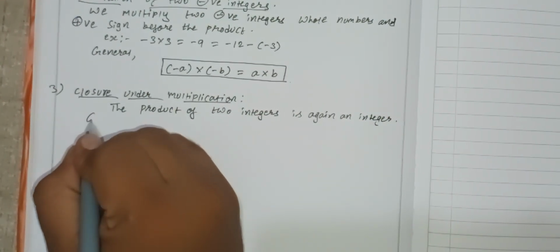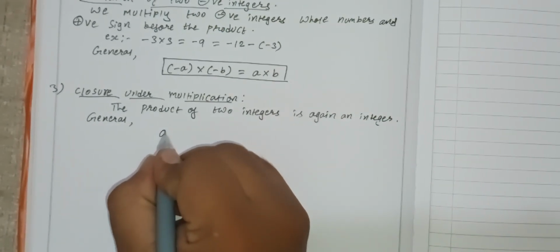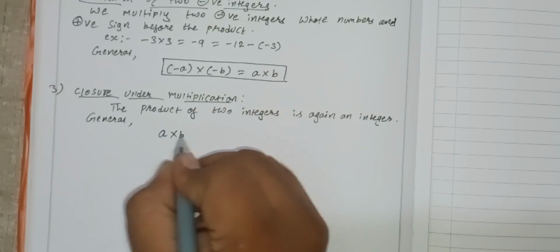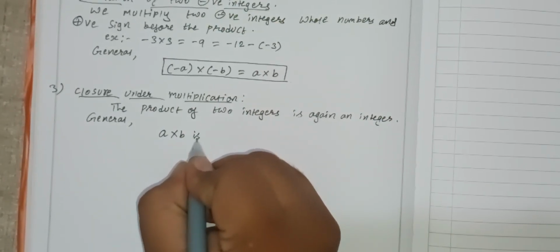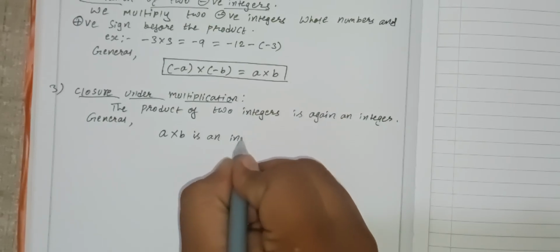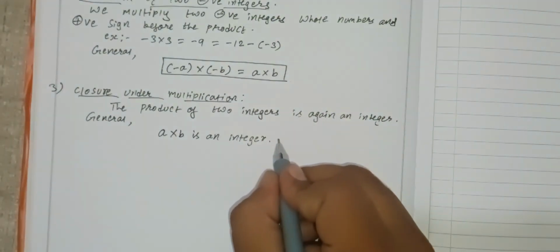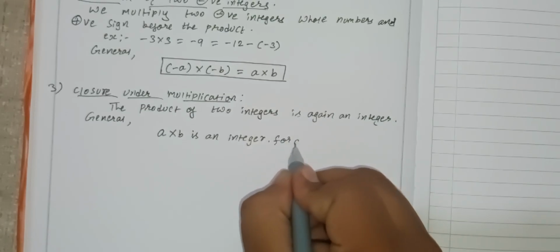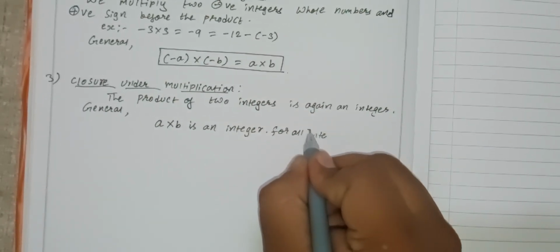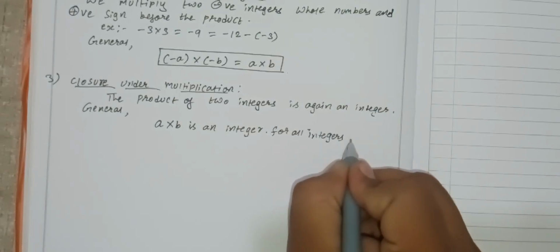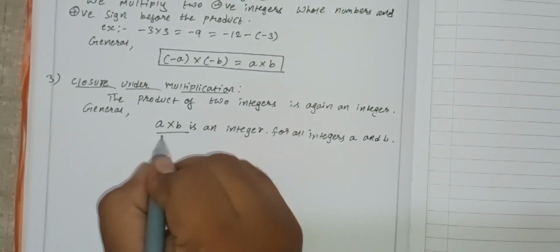So again, what is the general form of this? That is a into b. The a into b is nothing but an integer. Children, it is an integer, and remember that it is for all integers a and b.